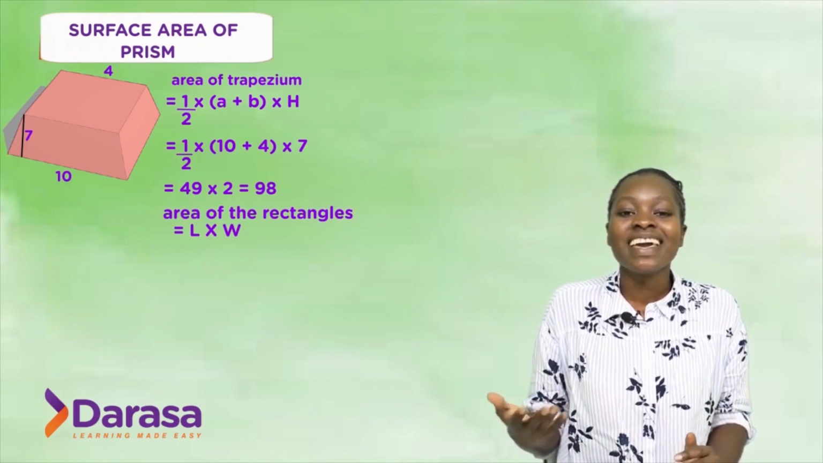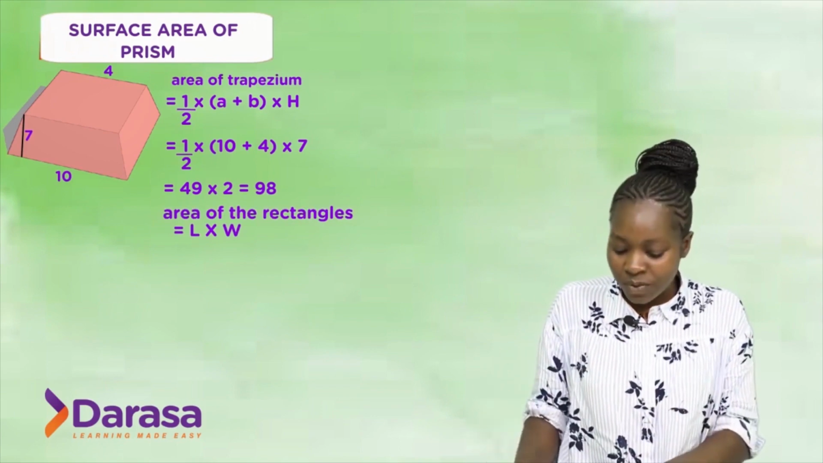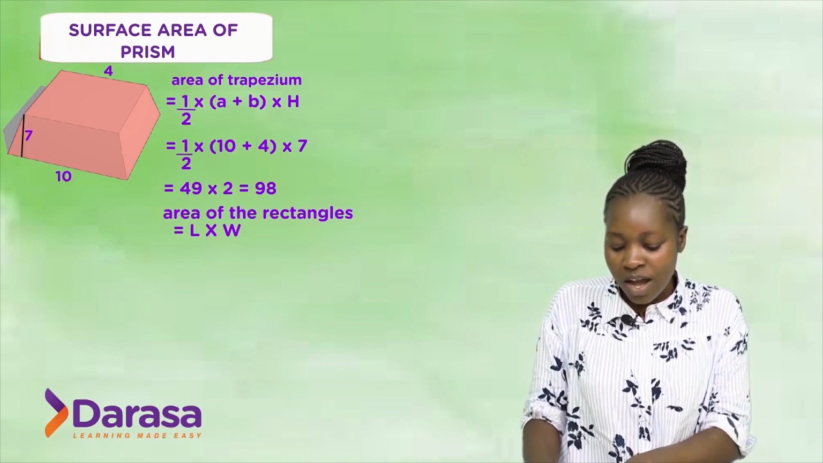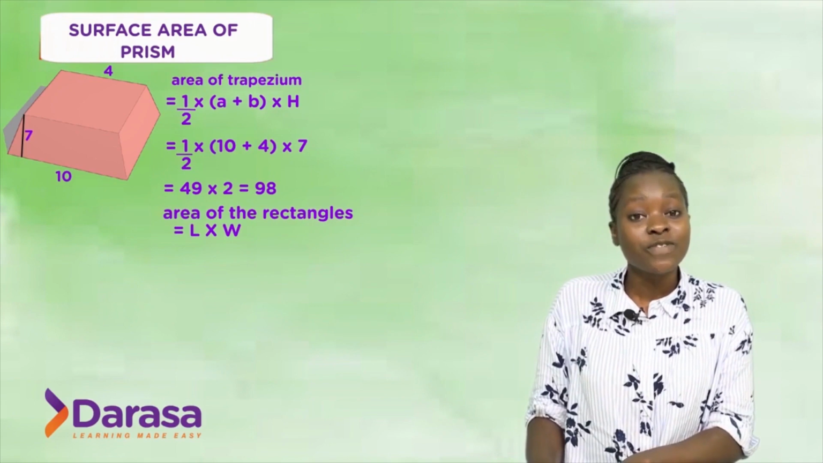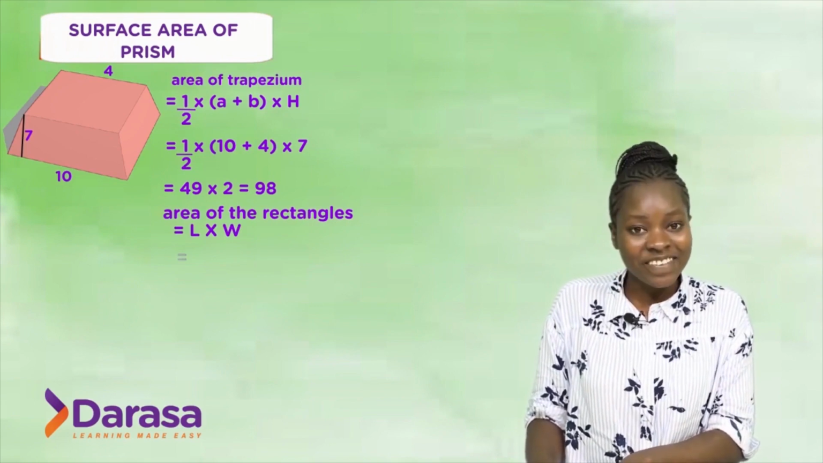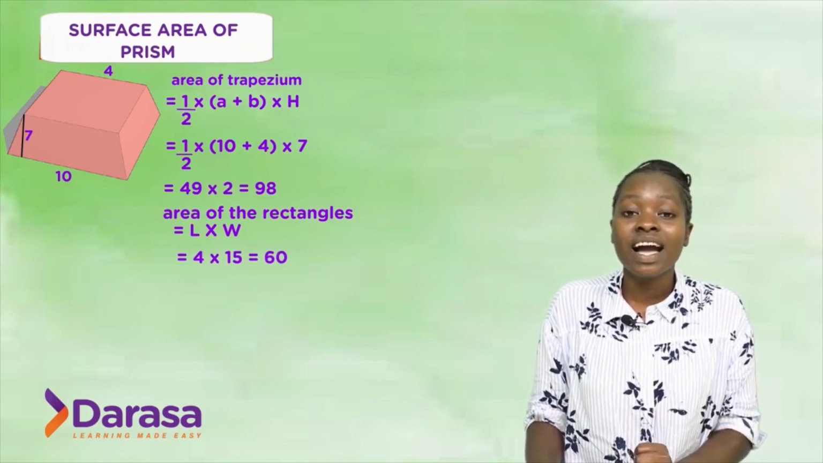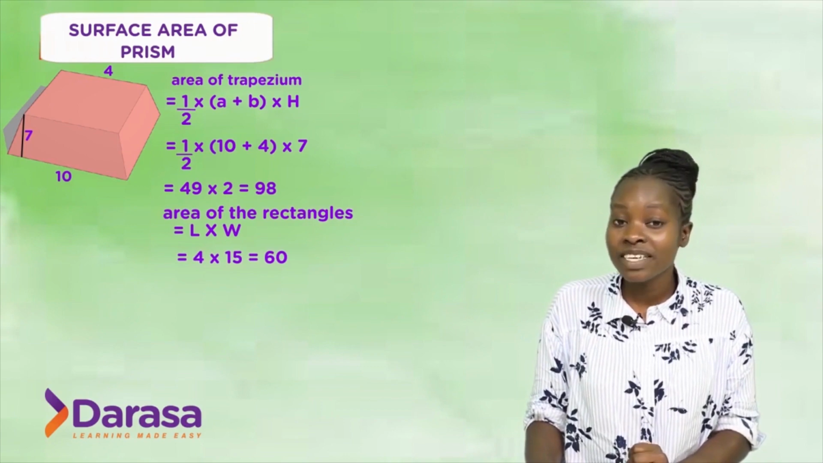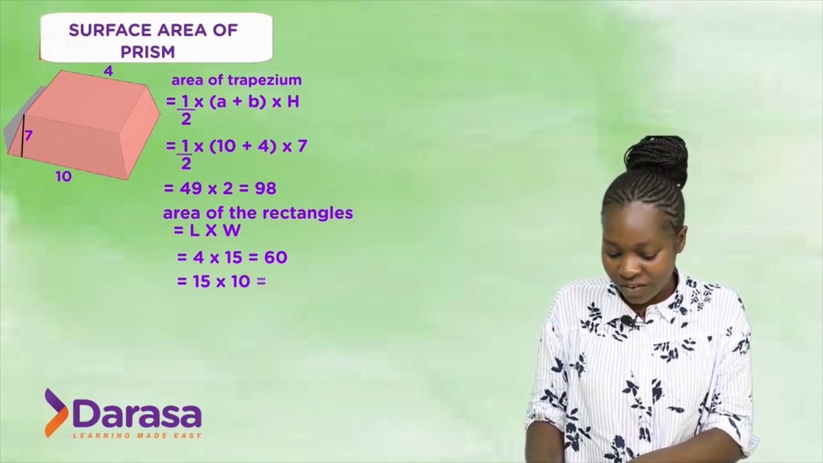So we find the areas for each rectangle. Starting with the first one, we're going to look for the top one, and we'll have 4 times 15, and 4 times 15 is 60. Then we have another rectangle, which has the length 15 and the width 10. 15 times 10 will give us 150.